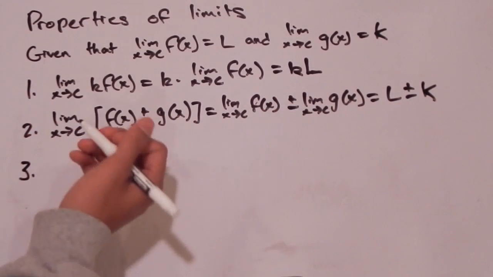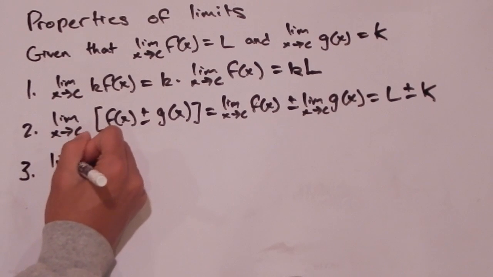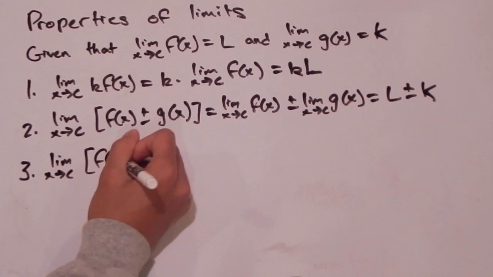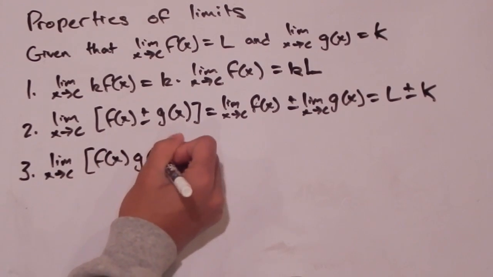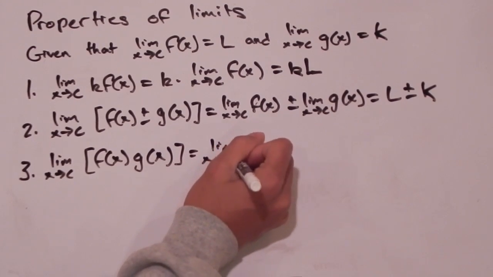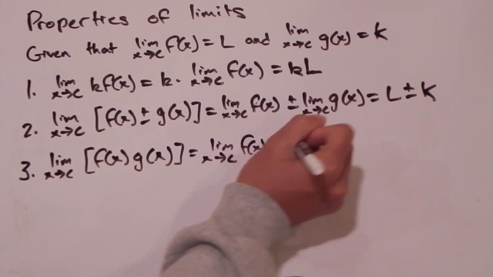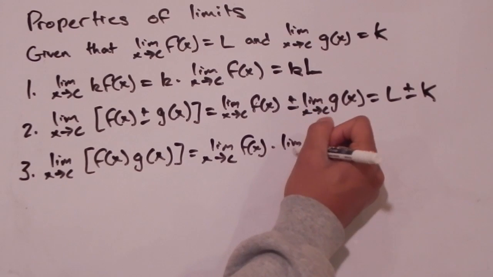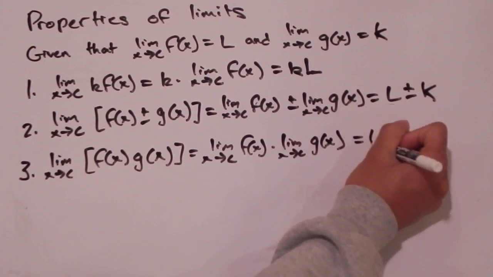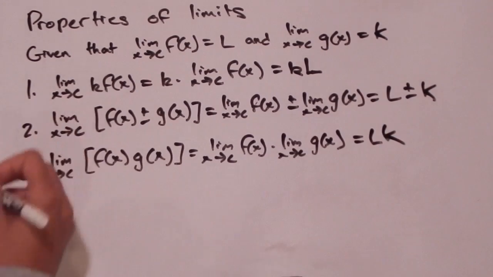Third property, this is our product property. The limit as x goes to c of f of x times g of x is equal to the limit as x goes to c of f of x times the limit as x goes to c of g of x, which is equal to L times k.